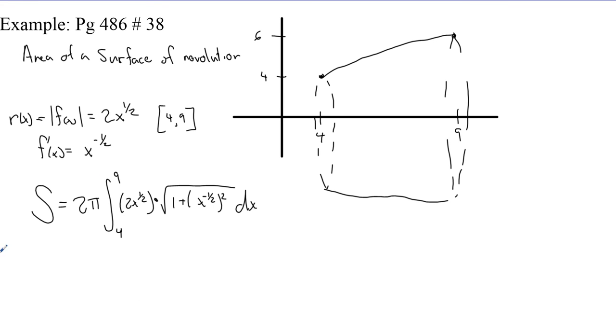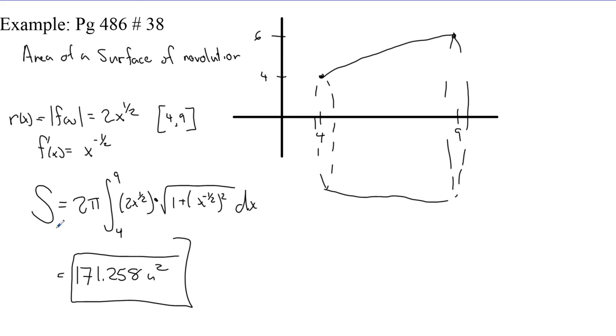Pretty straightforward. And again, the book actually does this integral. I wouldn't touch it. I would just grab my graphing calculator, since our graphing calculators do a good job at doing these definite integrals. Be real careful with the half powers and the negative half powers. I typed it in and it comes out 171.258 units squared. And that is it.